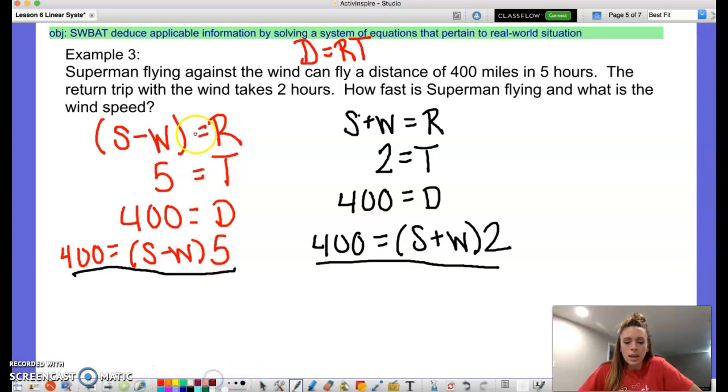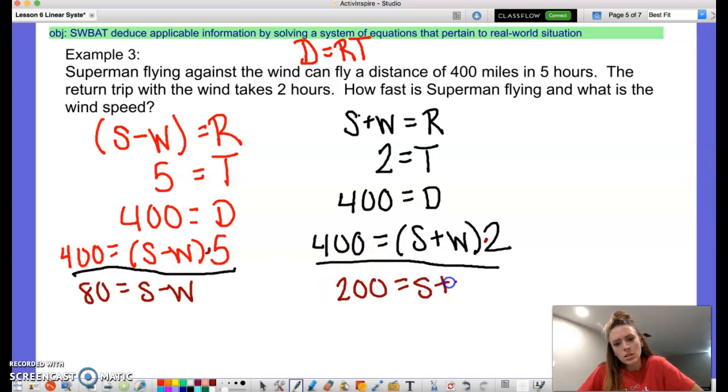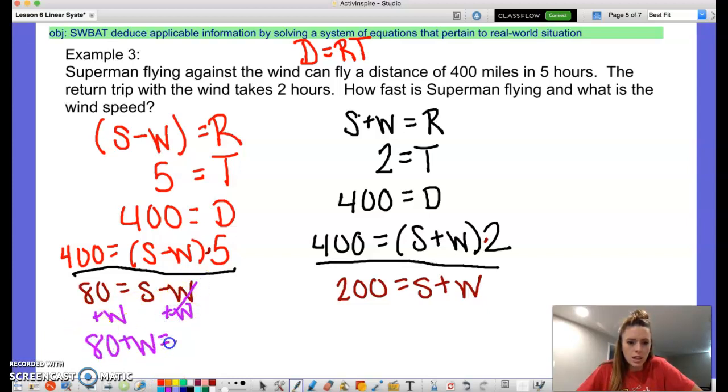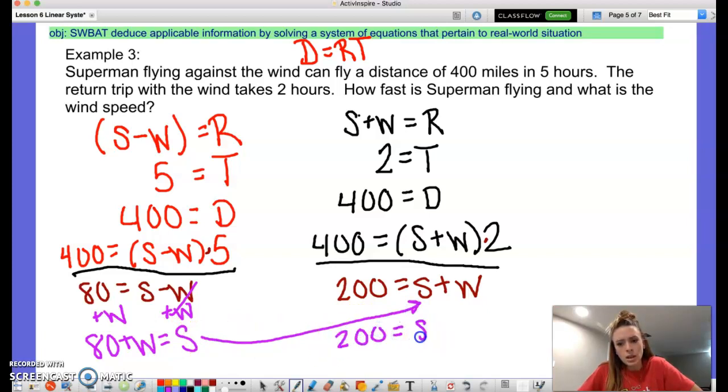I would go ahead and simplify these, right? Because we have multiplication here, and I like that 400 is divisible by 5, and we have multiplication here, and I like that 400 is divisible by 2. So I know this one is going to be 80 equals S minus W, and I know this one over here, when I divide by 2, will be 200 equals S plus W. Okay, I would solve for S. We can just add W here and add W here. And now we know 80 plus W equals S. Now we can just plug that in for here if we want to. So we get 200 equals 80 plus W plus W.